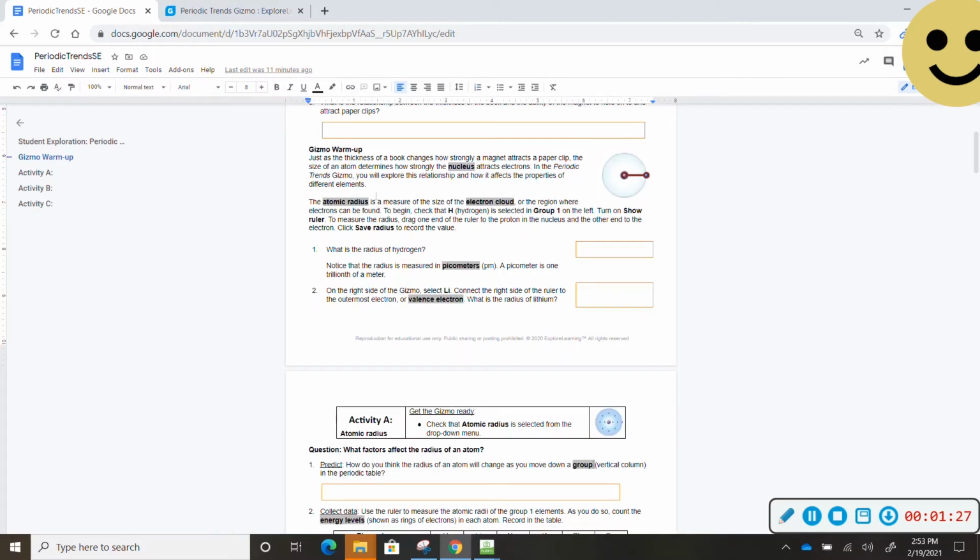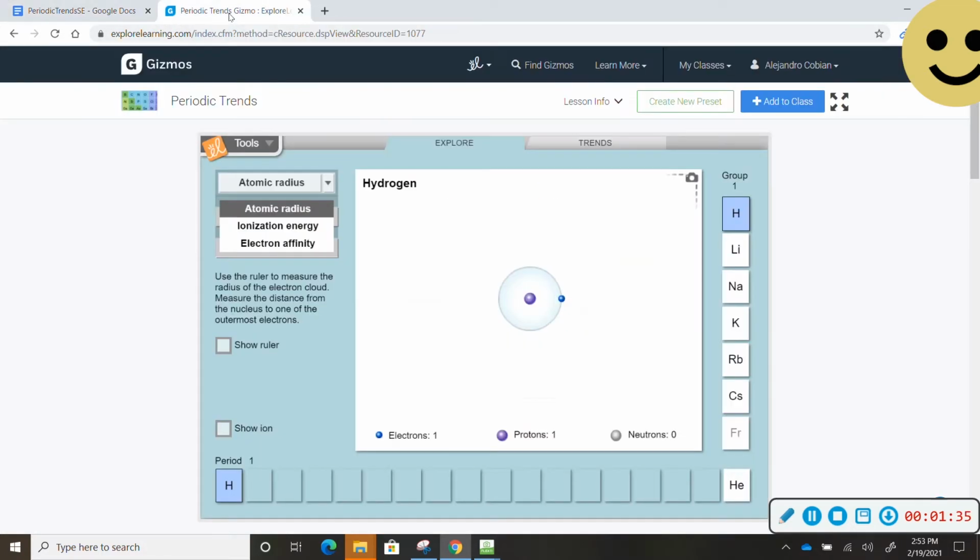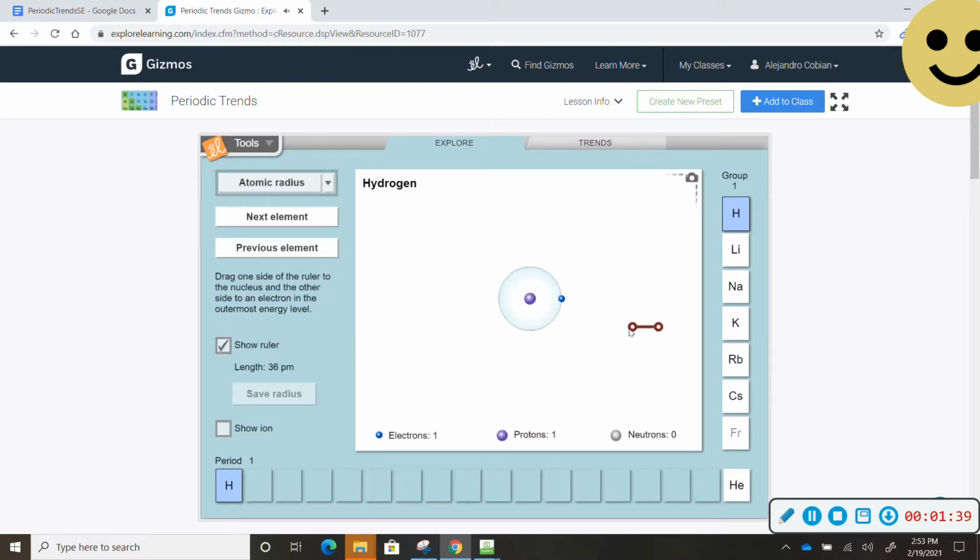So try it out. In this portion here, what we want to do is get the size of the radius of hydrogen. The way that we do this is by clicking on this item here. So we're going to show the ruler. We're going to drag one end of the ruler to the center of the atom and the other end of the ruler to our valence electron. We only have one electron here in the outer ring. Well, we only have one outer ring or one energy level. So we measure this distance and it is 53 picometers.